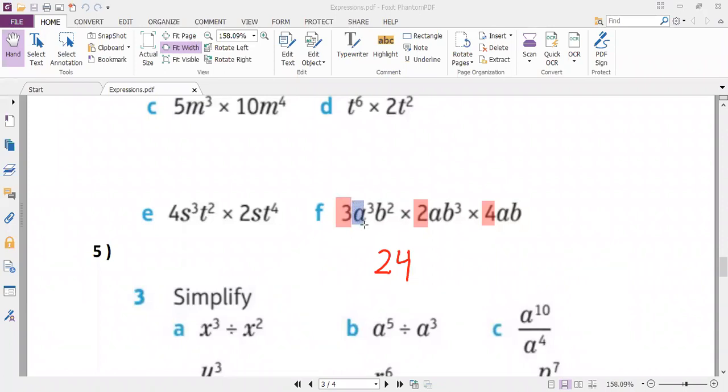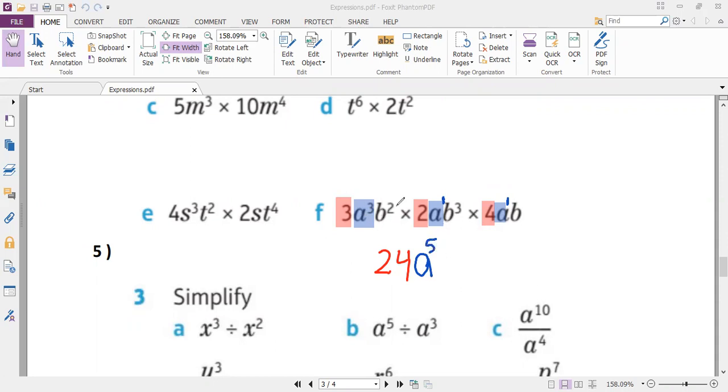I have a raised to the power of 3 multiplied by a raised to the power of 1 multiplied by a raised to the power of 1. So they are like bases and we are multiplying them. So this power of 1 and this power of 1. And remember, when multiplying like bases, we write the base and then we add powers. 3 plus 1 plus 1 equals 5.